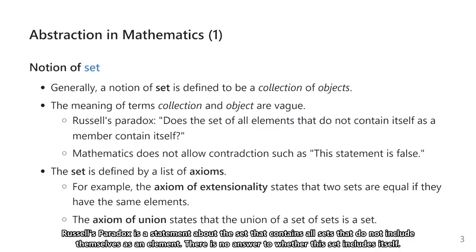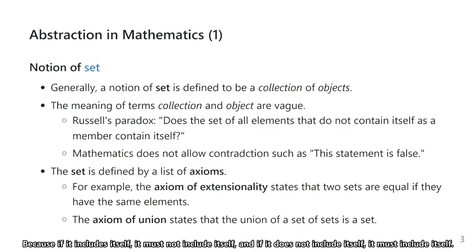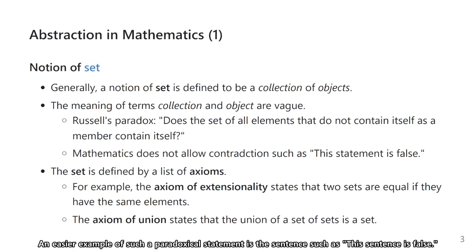Russell's paradox is a statement about the set that contains all sets that do not include themselves as an element. There is no answer to whether this set includes itself, because if it includes itself, it must not include itself, and if it does not include itself, it must include itself. An easier example of such a paradoxical statement is a sentence such as, "This sentence is false." Whether you assume this statement is false or true, you always reach a contradictory conclusion.